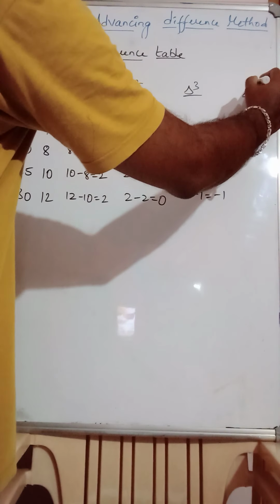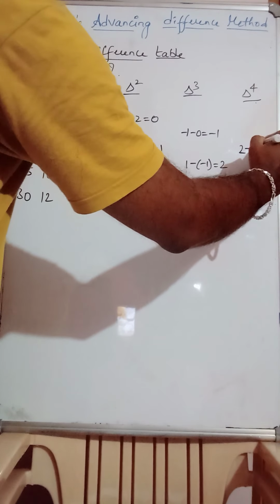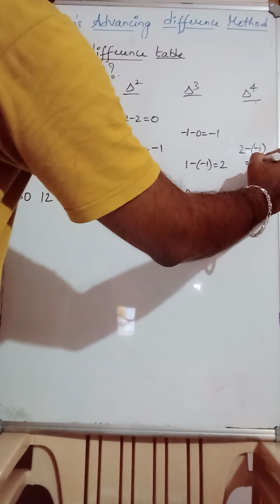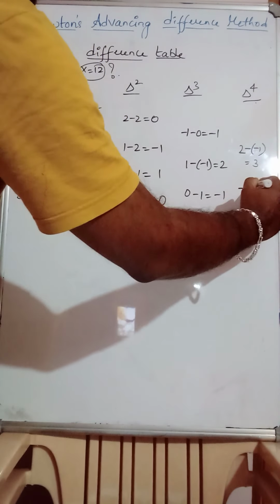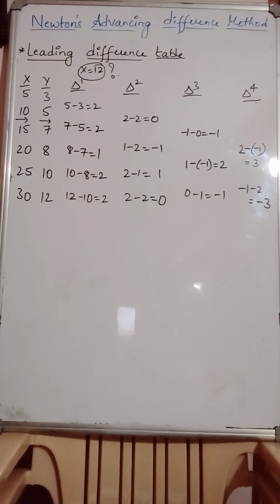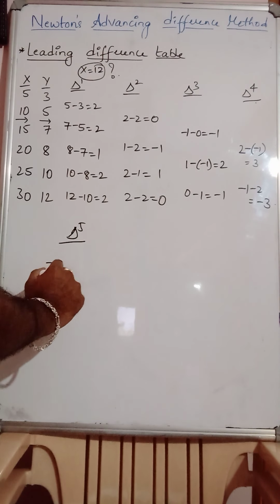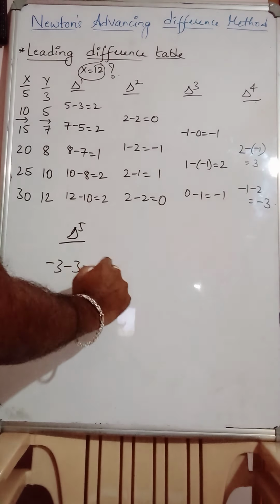Next, delta power 4, fourth leading difference. 2 minus of minus 1, so 2 plus 1, 3. Minus 1 minus 2, minus 3. Next, the last leading difference, delta 5. Minus 3 minus 3, so minus 6.